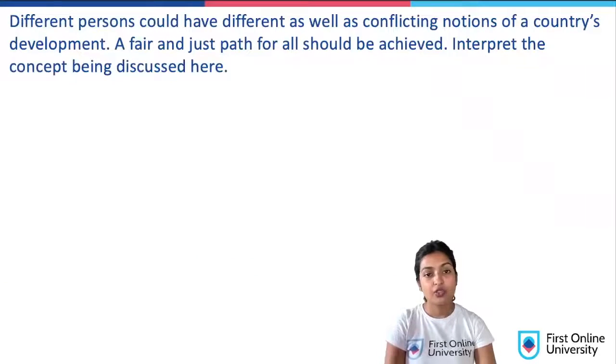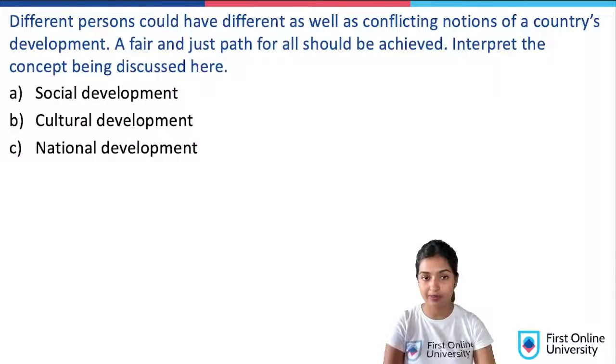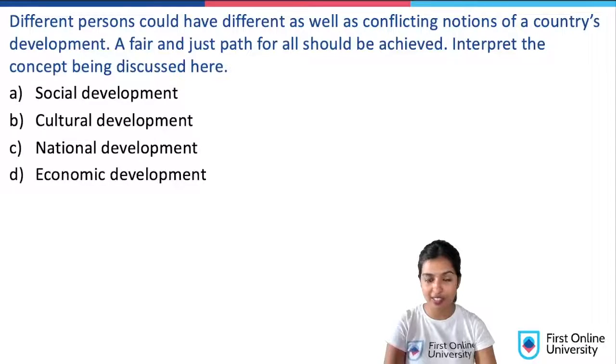Different persons could have different as well as conflicting notions of a country's development. A fair and just path for all should be achieved. Interpret the concept being discussed here. A. Social development, B. Cultural development, C. National development, D. Economic development. Please read the question again.